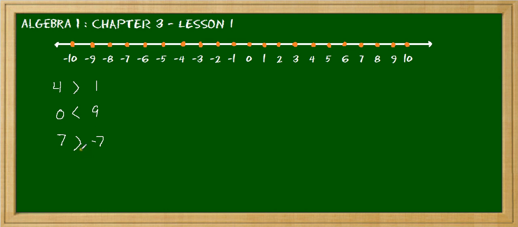Okay, and let's see, we have negative 3 and 0. Well, negative 3 is less than 0. And as you can see, the larger number always gets, again, the open end of the symbol.